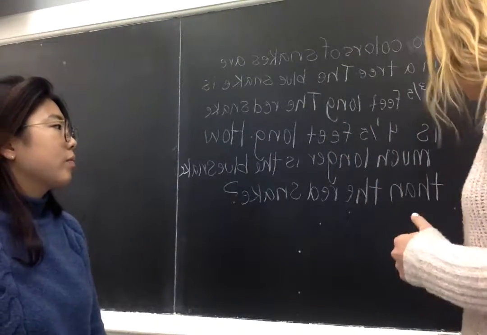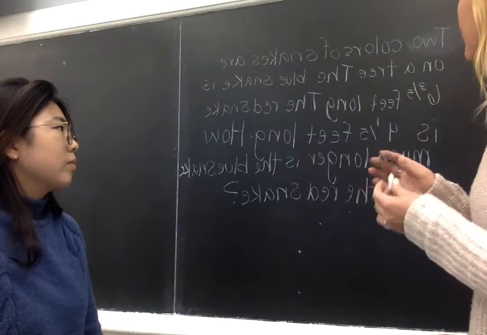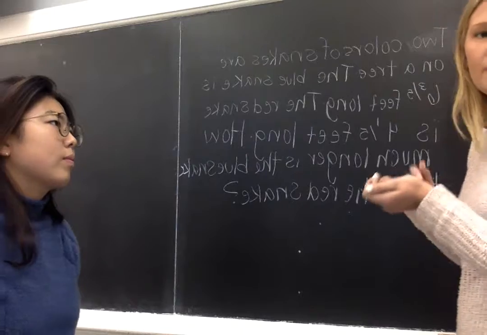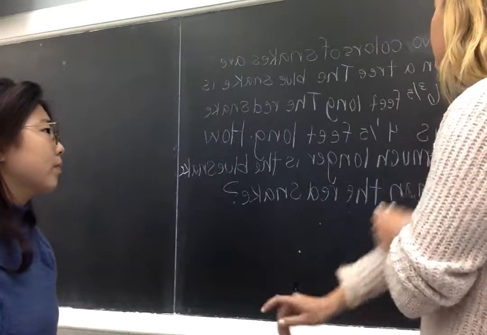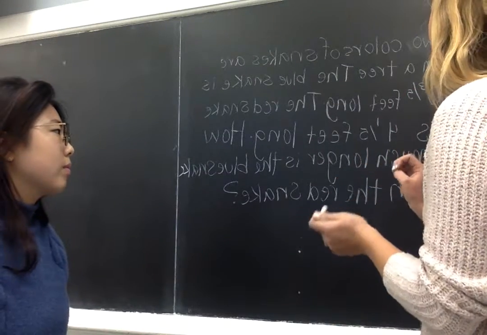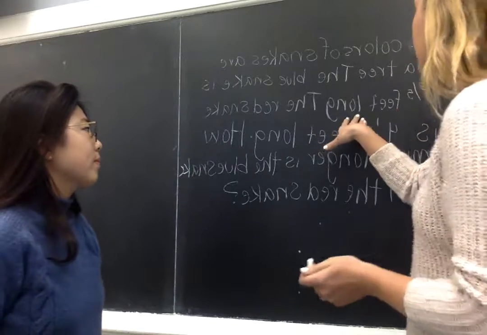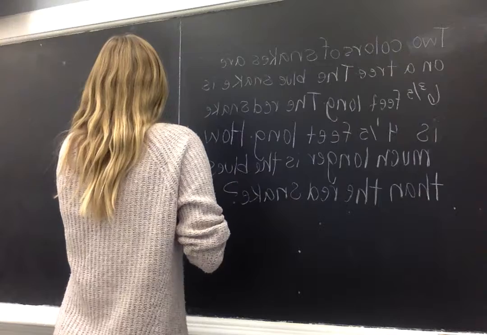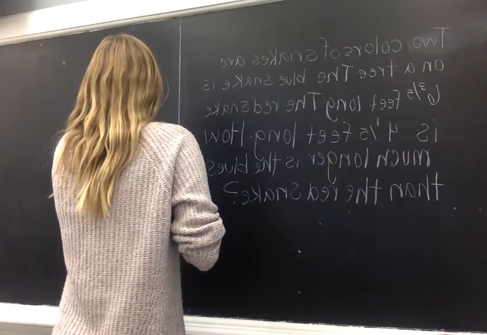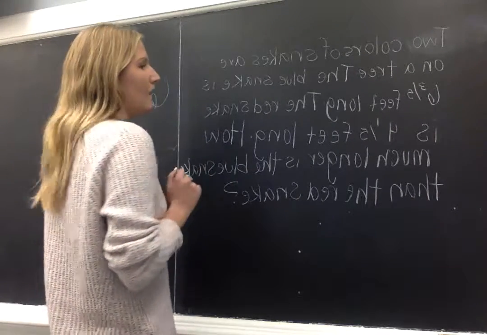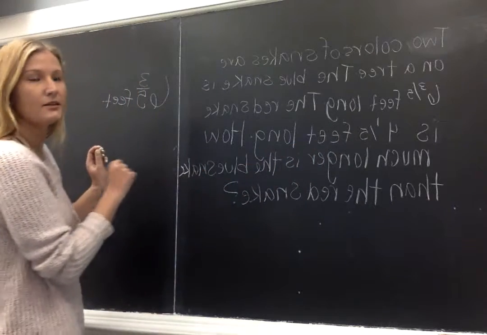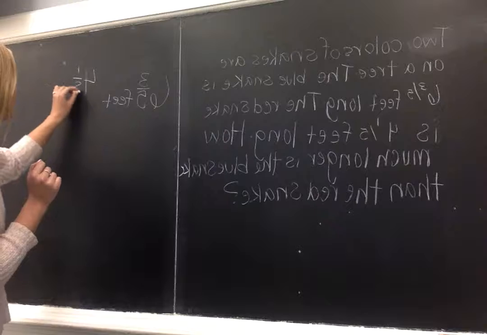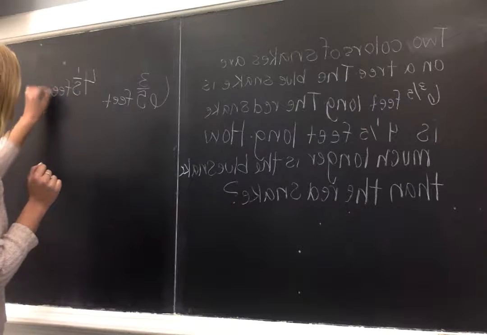So the way we would solve this problem is we would first read through the problem. Two colors of snakes are on a tree. You could even draw a visual if that would help see what you're looking for. So we would know that the blue snake is 6 3/5 feet long. And then we also know that the red snake is 4 1/5 feet long.